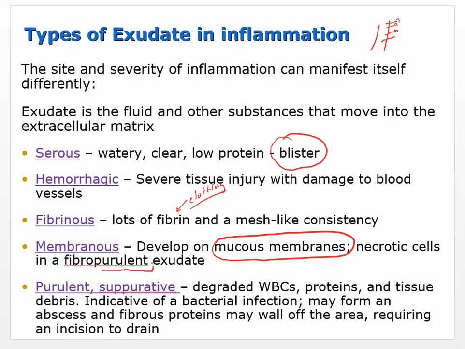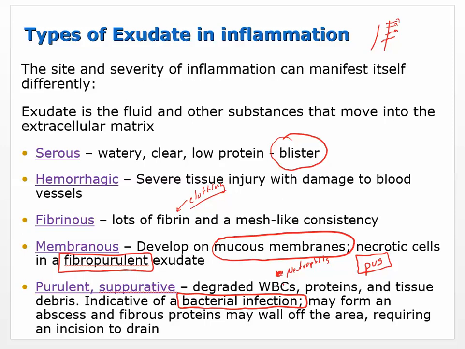Fibropurulent exudate. Okay, so if it's just clear, then yeah, it might be serous. But if it's fibropurulent, what does purulent mean? Purulent means pus. What is pus? Leukocytes, or I'm sorry, neutrophils. So purulent is another type of exudate. Remember, membranous was associated with mucous membranes. Purulent can happen anywhere. So purulent or suppurative: degraded white blood cells, and again, those are mostly neutrophils, proteins, and tissue debris, indicative of a bacterial infection. So remember that. If you see purulent exudate, that means that there is usually some kind of infection. That means that you're producing neutrophils.